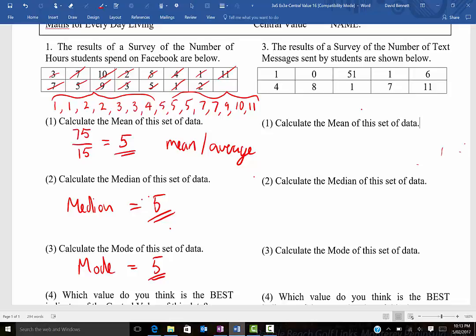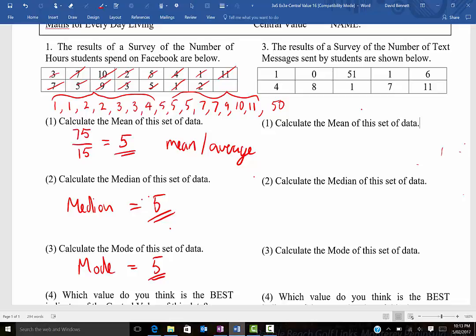The good thing about the median is, if we had a value like, let's say someone spent 50 hours on Facebook, well, that's going to change my mean value by a fair bit. In fact, the median value is probably not going to change really at all. And in this case, the mode value is not going to change at all.